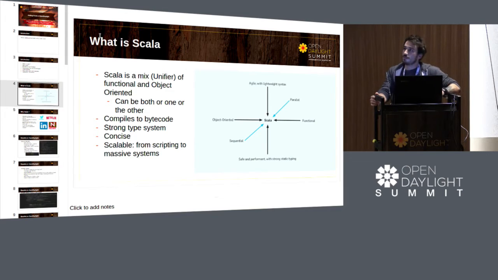That means that it's not like JavaScript. Every object has a type and it's really concise. Scala actually was designed to reduce the verbosity of Java, and obviously it's scalable. You can do really simple programs with it, and you also can do massive systems.